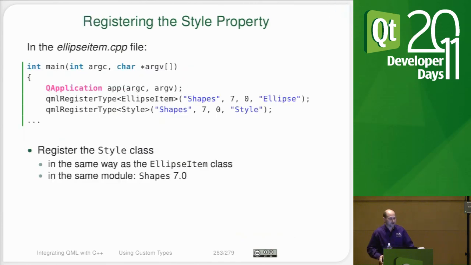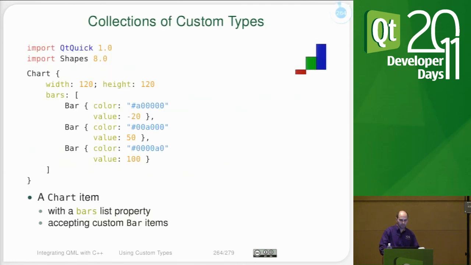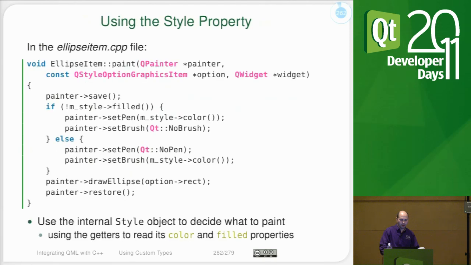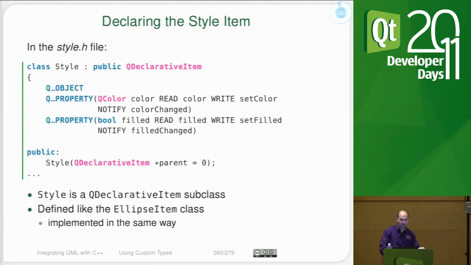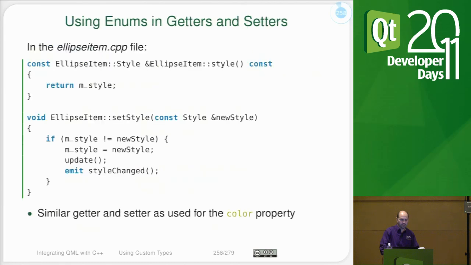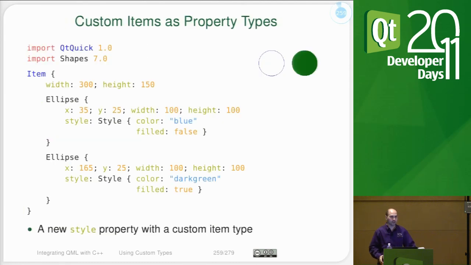So what we need to do is register in main not one type but two types, the style type and the ellipse item. And once we do that amount of work, this code is actually going to work.